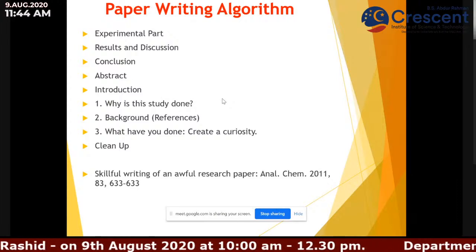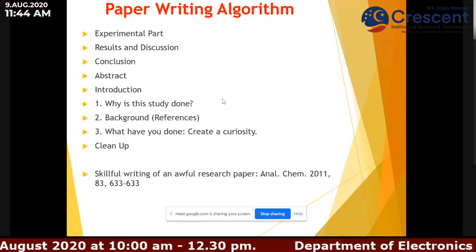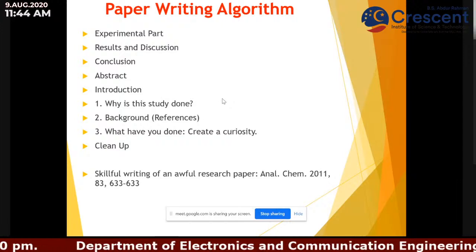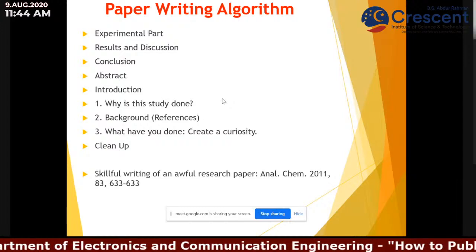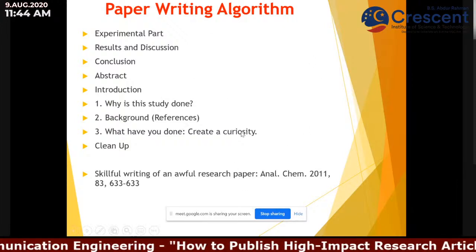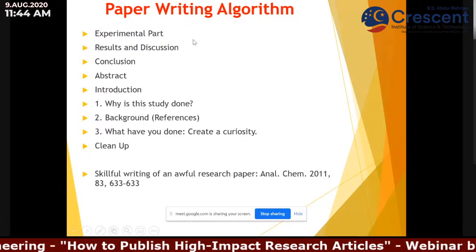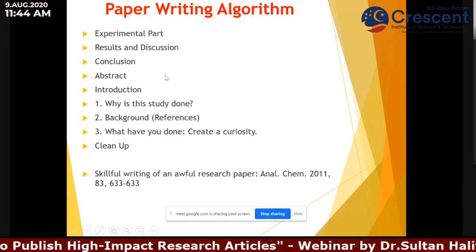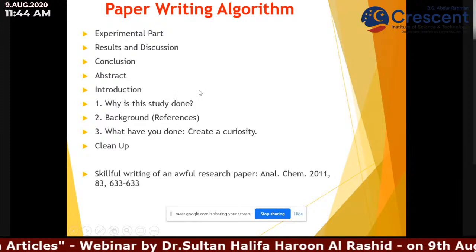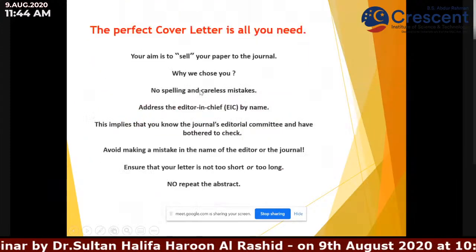And finally, you clean up. Clean up means English mistakes, references right, format right, and all those basic things. So this is the algorithm to write a paper. Experiment, results and discussion, conclusion, abstract, and I have told you how to write an introduction. So we go back again to where we were.